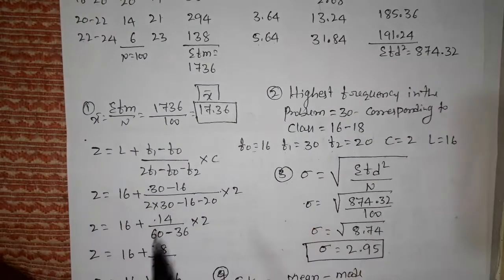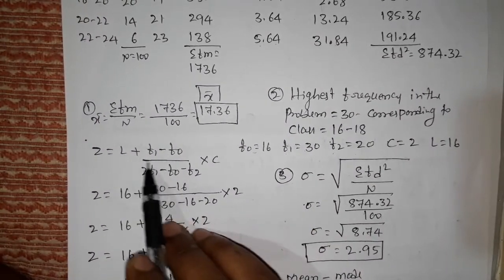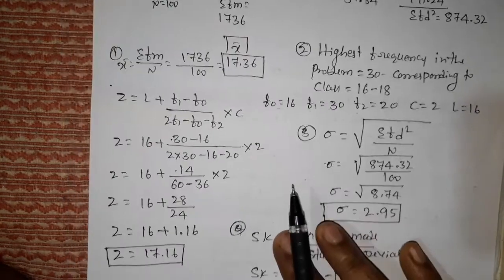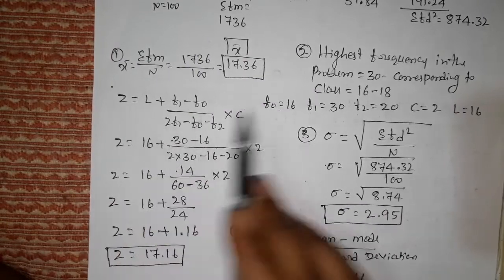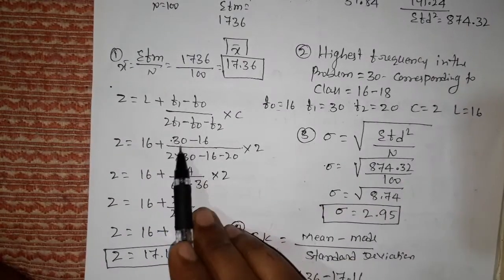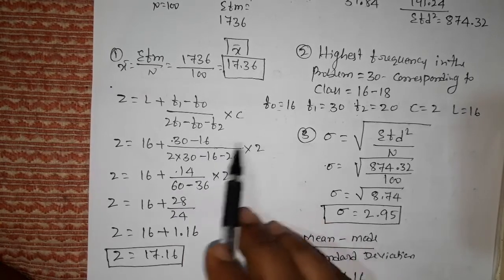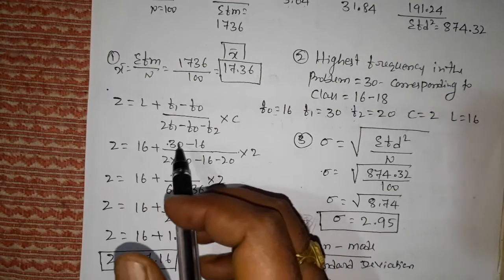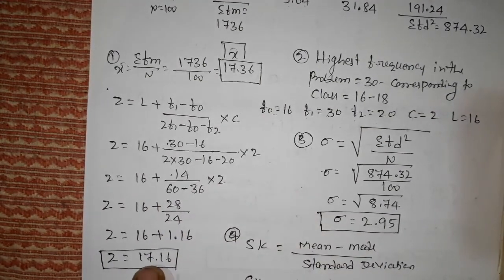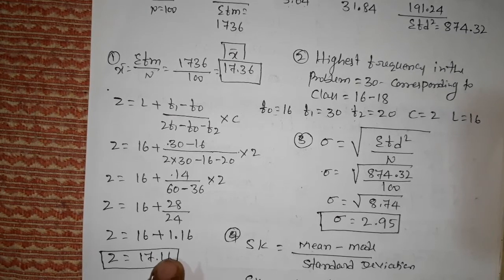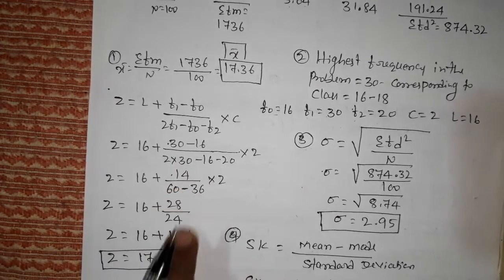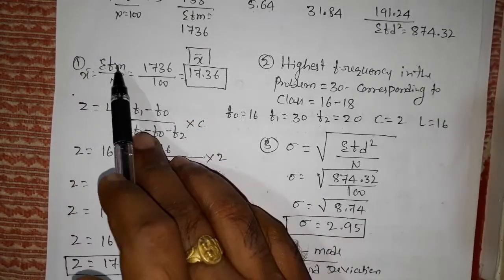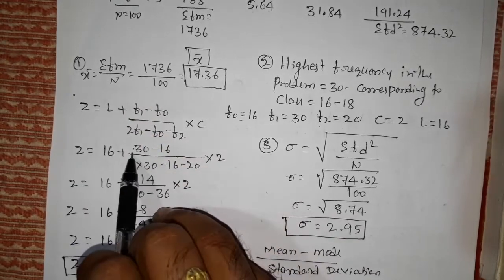Let us go for doing the problem. L plus f1 minus f0 divided by 2 into f1 minus f0 minus f2, into C. Put the values: L is 16, f1 is 30, minus f0 is 16, divided by... substituting the values in the formula, we will get the mode as 17.16. Then we have the mean and mode, and next the standard deviation.